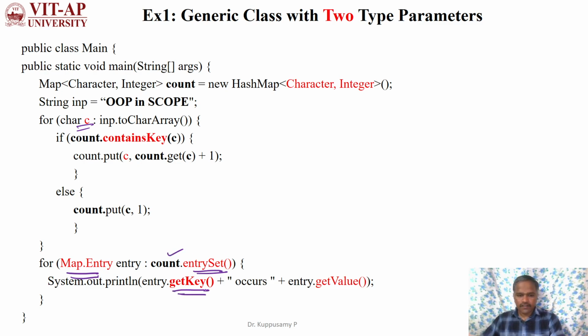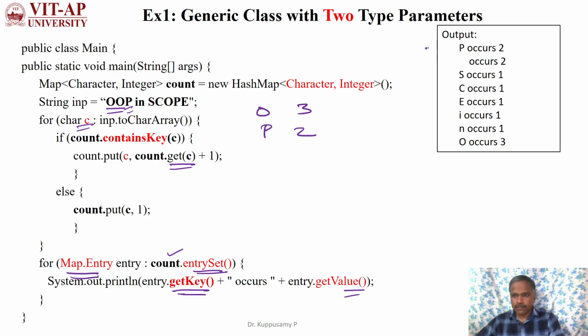Then we are receiving the keys, which are the characters, and the values, which are the number of occurrences of those characters. Here o occurred 3 times, p occurred 2 times. Like that it will print the values. You look at that, p occurs 2 times, this is an empty space here and here 2 times. Like that o occurred 3 times. So this is counting the number of times that particular character occurred in the given string.